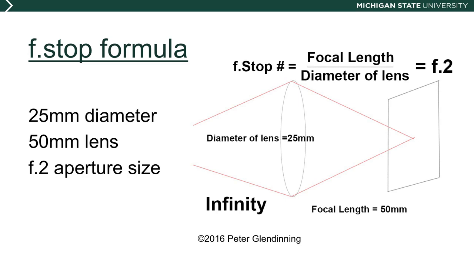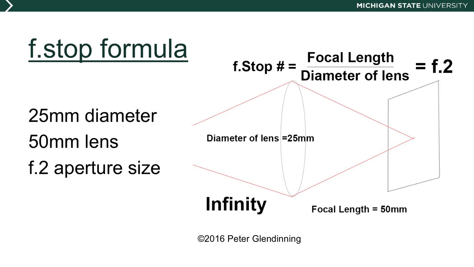It may seem strange that the higher the number for the f-stop, the less light, but it's a matter of simple mathematics. The f-stop number is found by dividing the focal length of the lens by its diameter. Focal length always stays the same. If you have a 50 millimeter lens, it's a 50 millimeter lens.